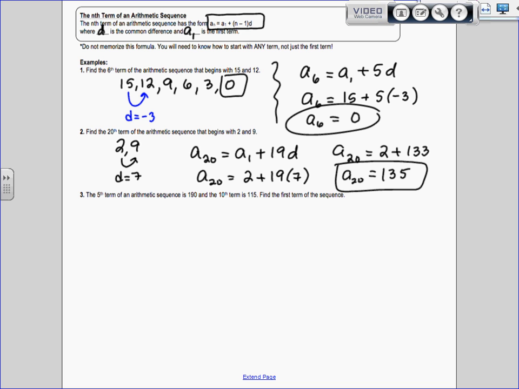But this next one, we don't have the first term. This is what I was saying. People that I tutor around this area have no idea how to do this because their teachers have never shown them this. So this is on the SAT. You need to know how to do these problems.